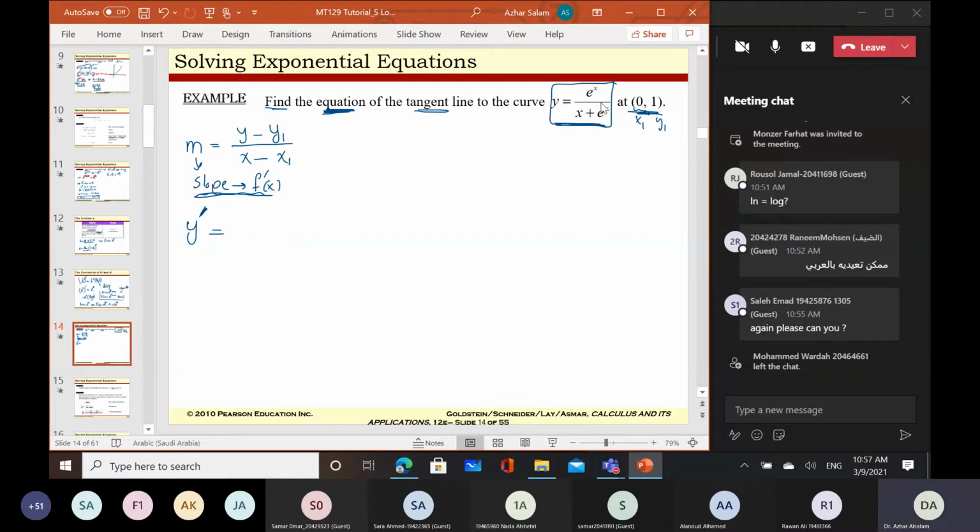Here, I have actually a division, or a quotient. So I will use the quotient rule.